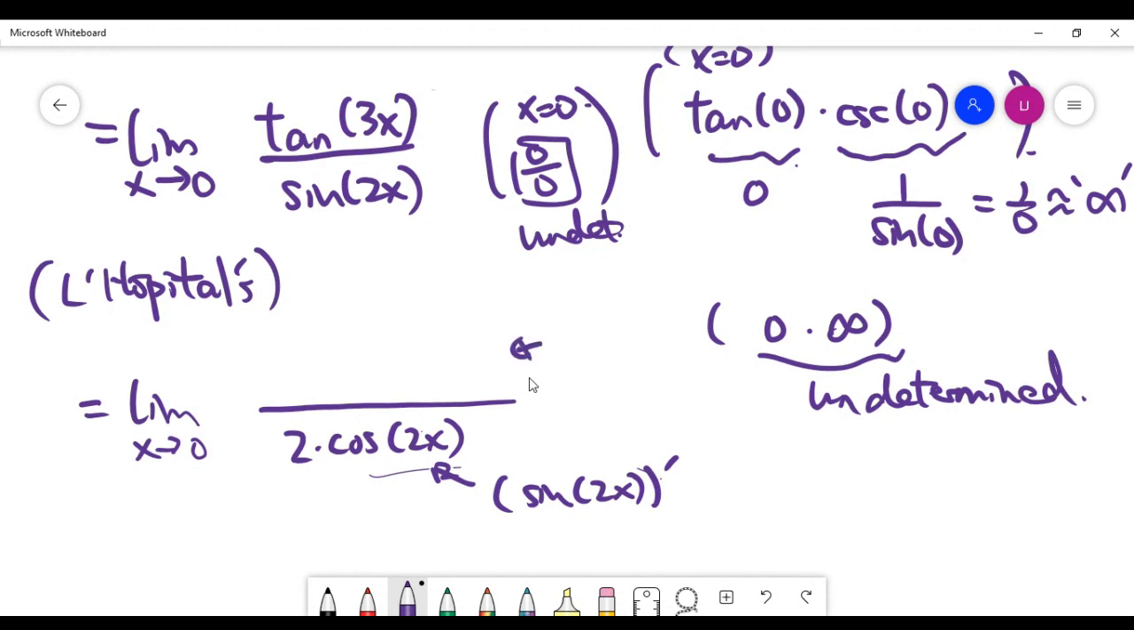Please recall that the derivative of tangent x is secant square. So secant square of 3x. And as a chain rule application, we have to multiply to a second factor, which is the derivative of what you have inside the bracket. So it's going to be 3.